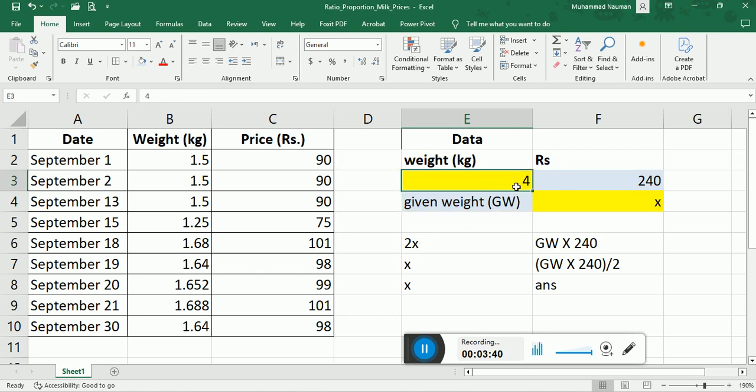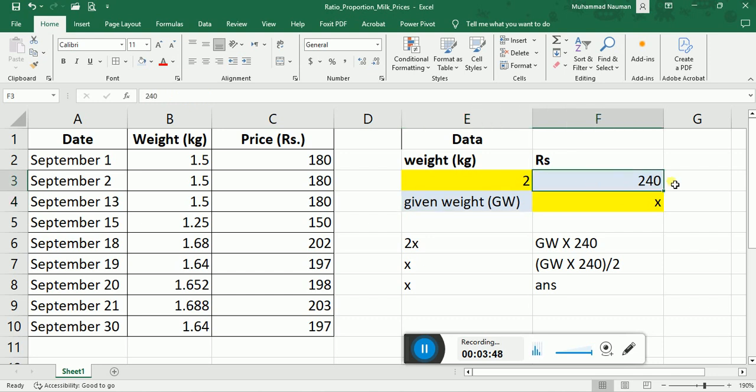If I want to change the rupees for the original 2 kg, and change the rate of price, for example I write 100 here, it will change each and every value according to this data.